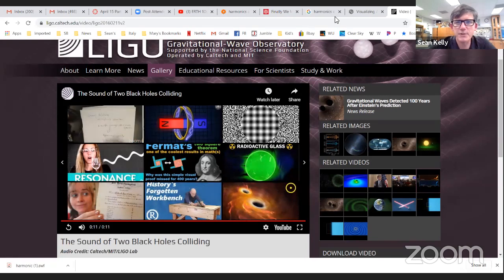So they actually scaled them up to a sound frequency that we could hear. But that chirp that you see is the two black holes orbiting each other and then gradually getting closer together. So they speed up as they get closer together, and then they merge, right?